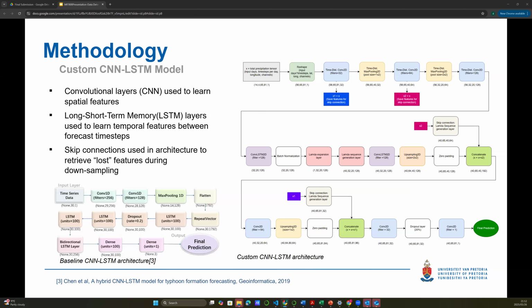The custom CNN-LSTM architecture developed in the study leverages the strength of both convolutional and recurrent neural network components to model medium-range weather forecasts. Convolutional layers are used to learn and extract spatial features from the input weather data, capturing local and regional patterns across the geographical domain. To model how weather variables evolve over time, long short-term memory layers are incorporated, allowing the network to learn temporal dependencies between successive forecast timesteps.